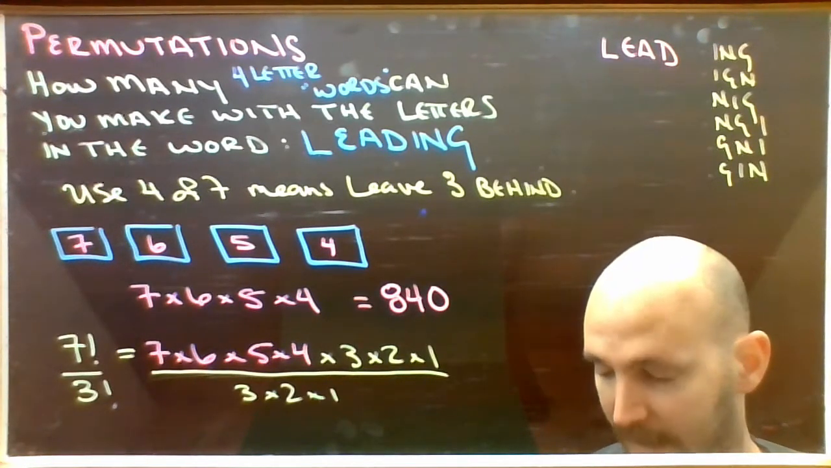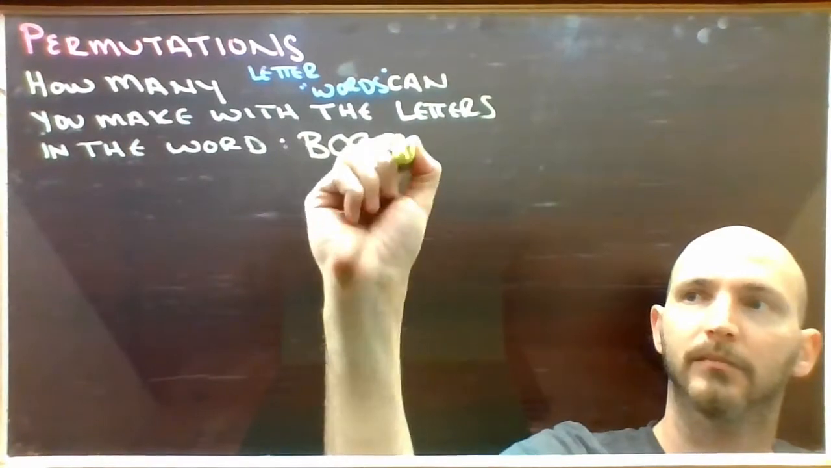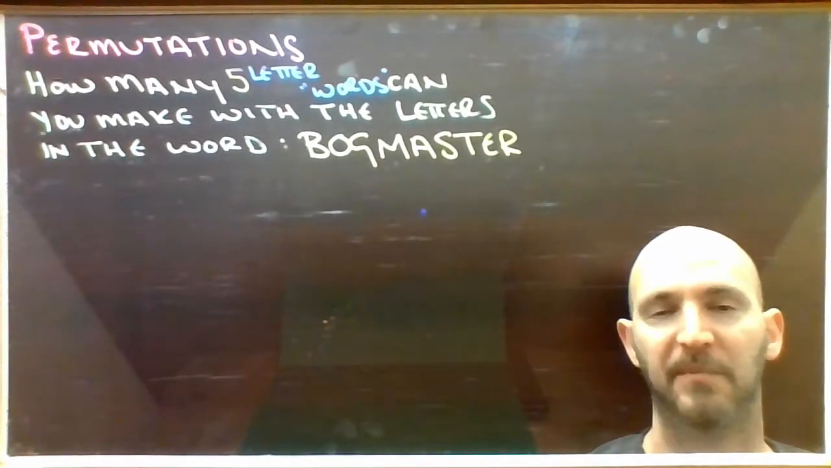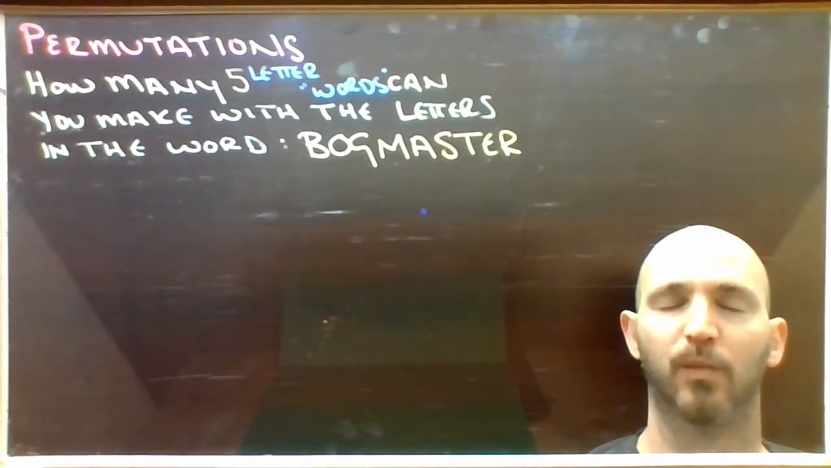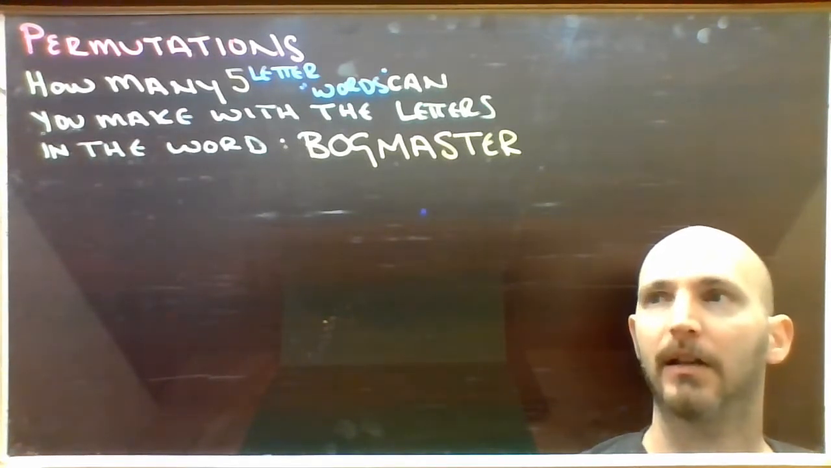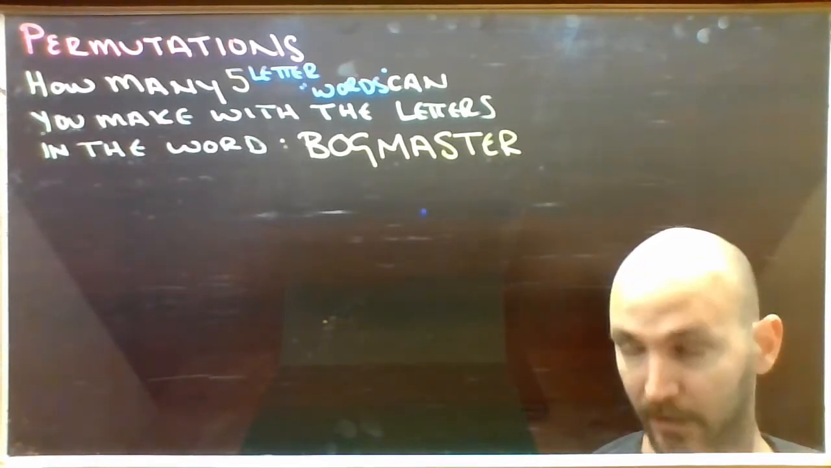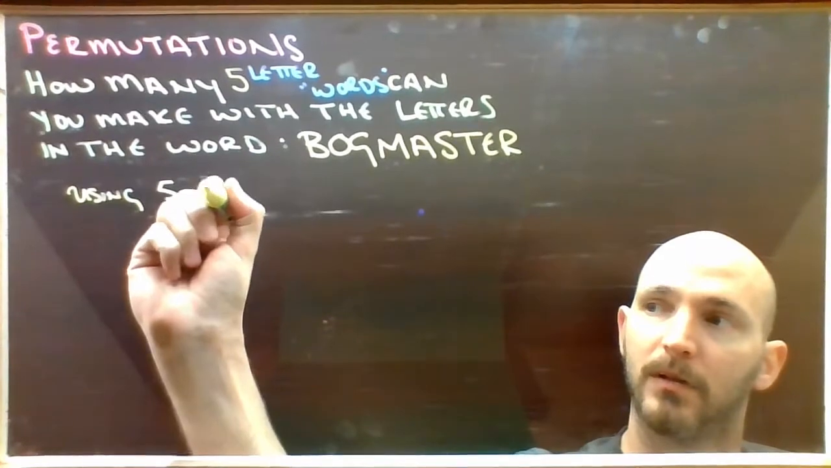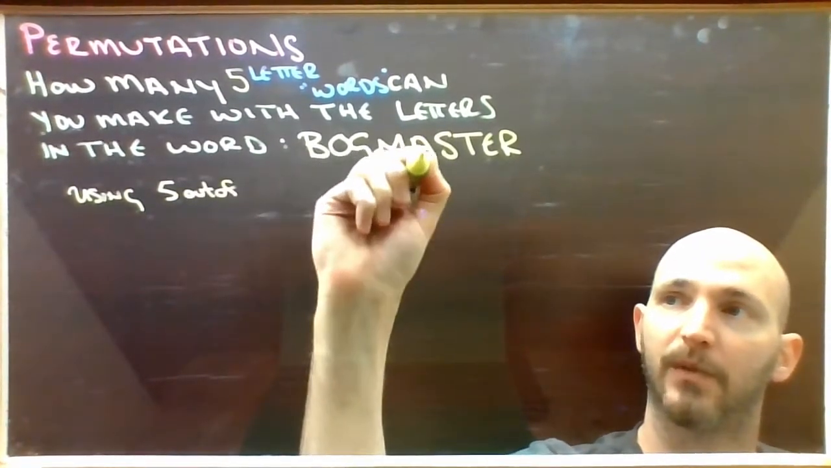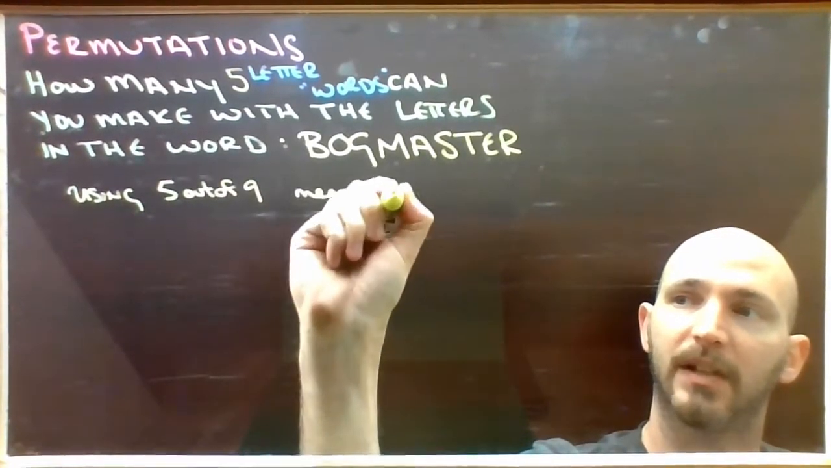So if we were to try a slightly bigger one, I don't know what a bogmaster is, but it's hard to find long words that don't have repeated letters, and you'll see why I'm avoiding that shortly. So if I take the letters in the word bogmaster and I'm trying to make 5-letter words out of them, using 5 out of 1, 2, 3, 4, 5, 6, 7, 8, 9. Using 5 out of 9 means leaving 4 behind.